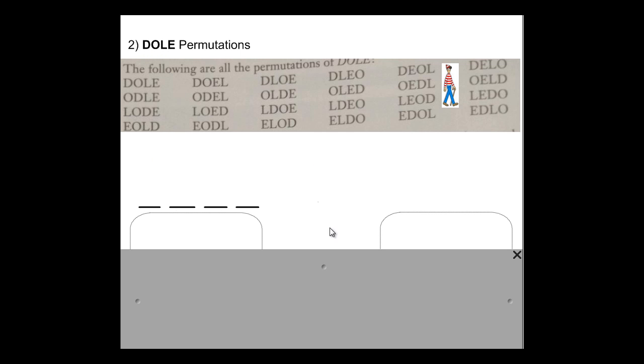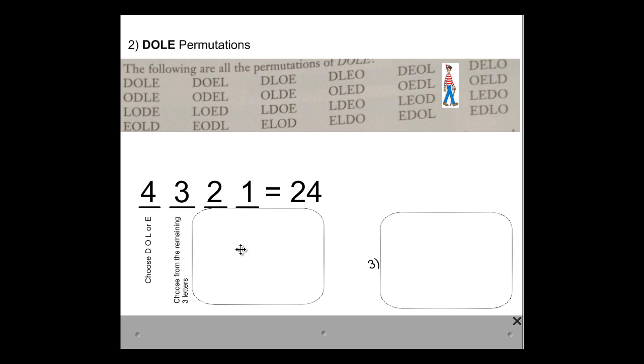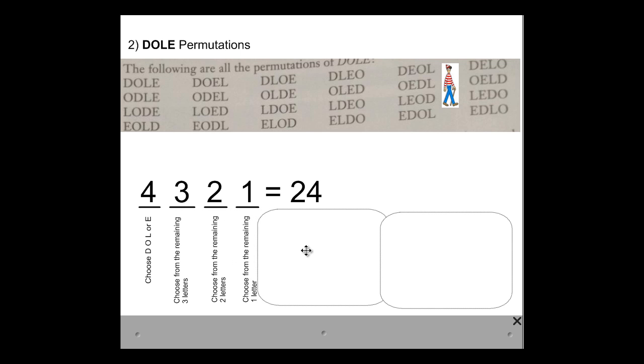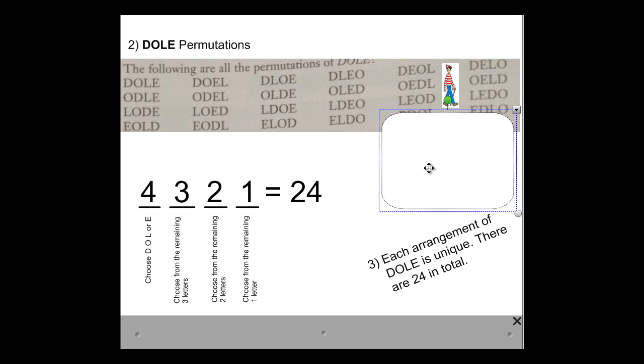So you have your 4 stage lines, and you get to choose. At first, you get to choose from 4 letters. After you've chosen one, you're down to 3, and this continues until you're out of choices. For separate stages, stage 1, 2, 3 and 4, you multiply, and you end up with 24. Again, in your first choice, you could choose a D, O, L, or E, 4 of them. Once you pick one, you're down to 3 letters, then 2 letters, and 1. So to answer question 3 from the start, each arrangement of dole is unique, and there's 24 in total.